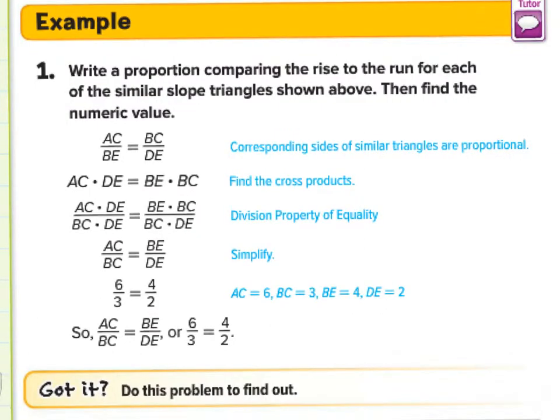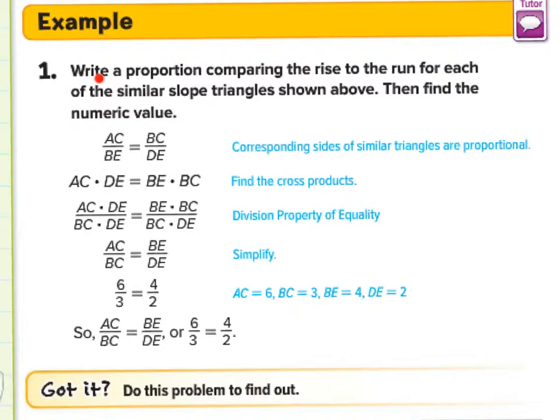We also have to practice writing proportions or writing ratios in order to find numeric values. So write a proportion, as you see here. Write a proportion comparing the rise to the run for each of the similar slope triangles shown above. Then find the numeric value. So here's what we were saying. Line AC and line BE of the same triangle are equal to line BC and line DE. Okay, we do a cross product where we multiply this measurement with this line, and this line with this line, so that we can solve.